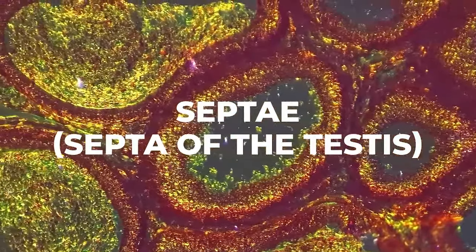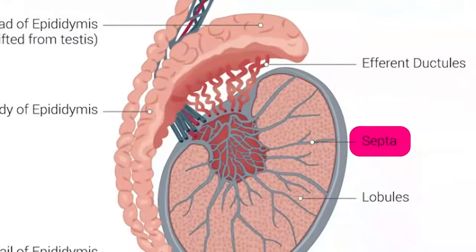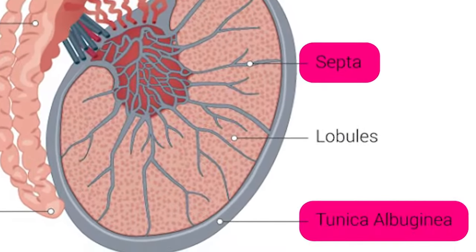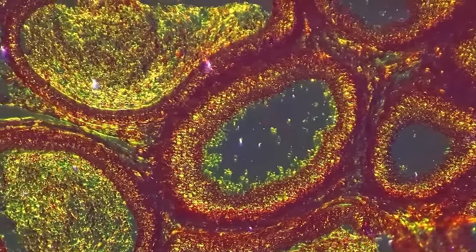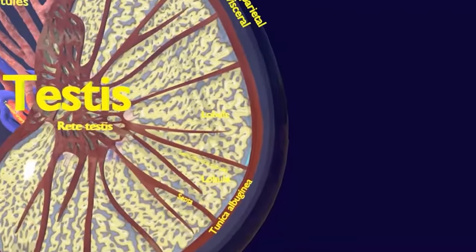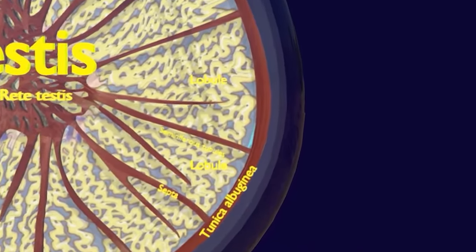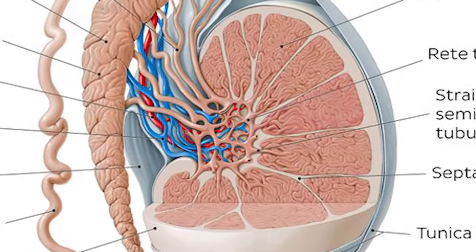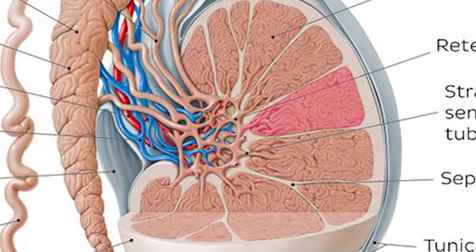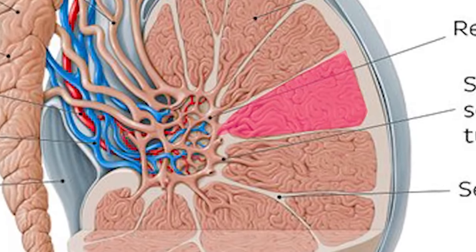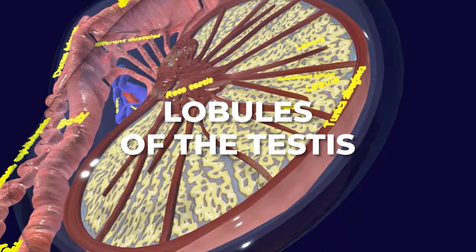Septae, or the septa of testis. The septae are thin, fibrous partitions that extend from the tunica albuginea into the testis. These septae divide the testis into individual compartments or lobules. Each lobule contains 1 to 4 seminiferous tubules, where sperm is produced. The septae not only serve as structural supports but also help organize the internal structure of the testis, facilitating efficient sperm production and transport.